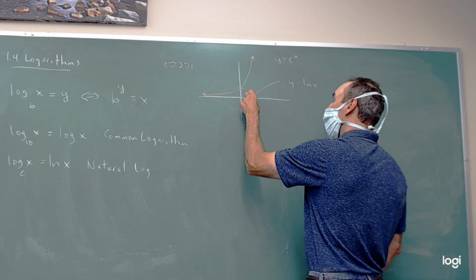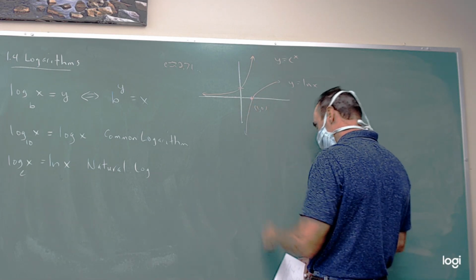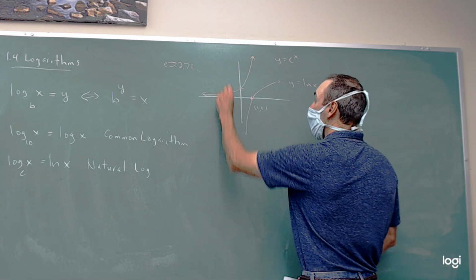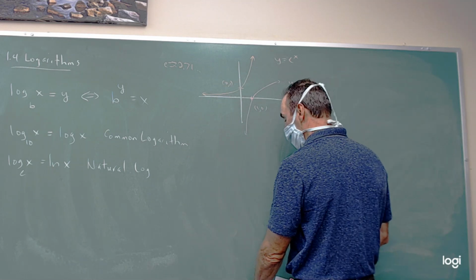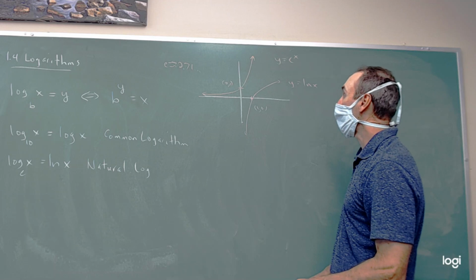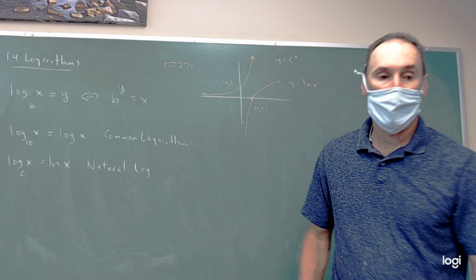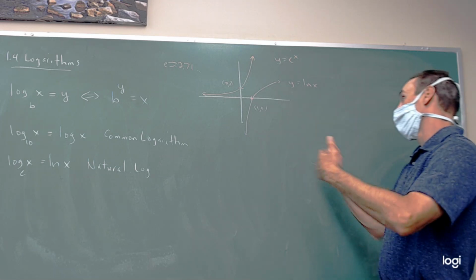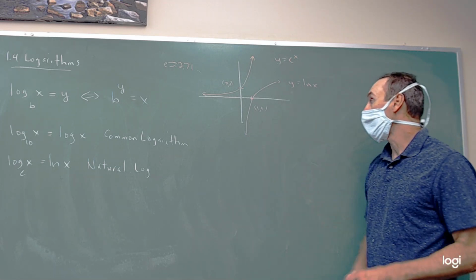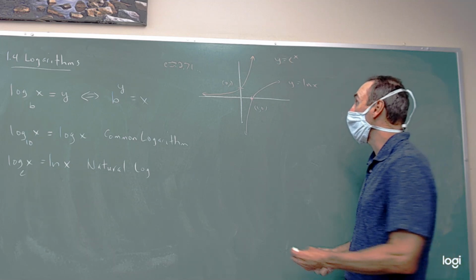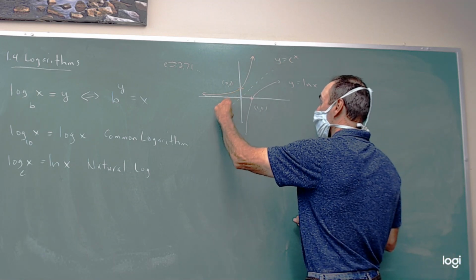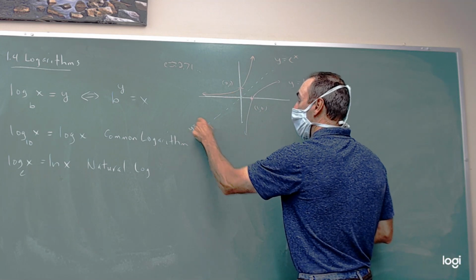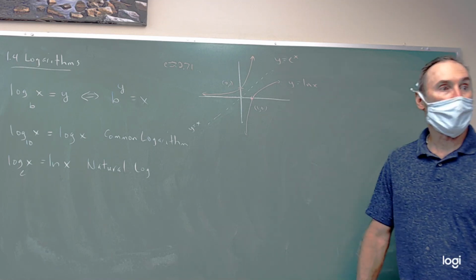And so in particular, you can see, as happens with inverses, this point that is the y-intercept for the exponential, (0, 1), the corresponding point is that x-intercept, (1, 0). And these are reflections, as are all inverse functions, in the line y equals x.